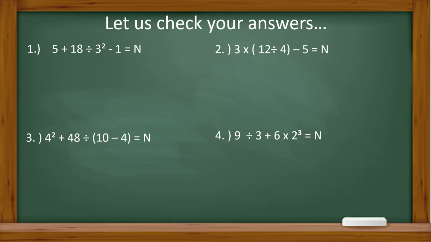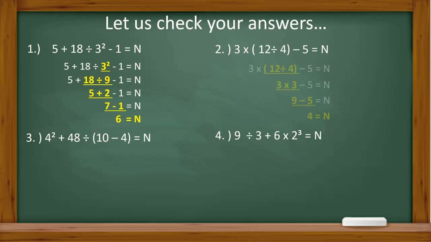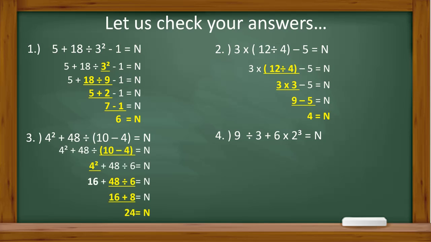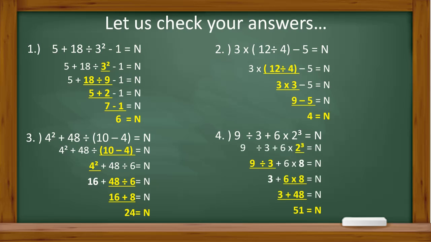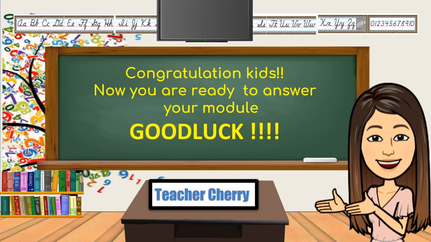Now let us check your answers. For number 1, we have 6. For number 2, we have 4. For number 3, we have 24. And for number 4, we have 51. Did you get all correct answers? That's great! Congratulations, kids! Now you are ready to answer your module. Good luck!